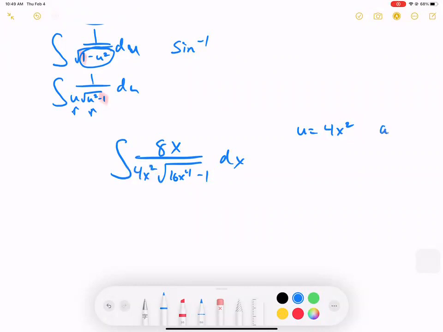Just FYI, our a value is 1, so that's going to be a 1 here. All right, so let's go ahead and simplify this. If u is 4x squared, du is equal to 8x dx.